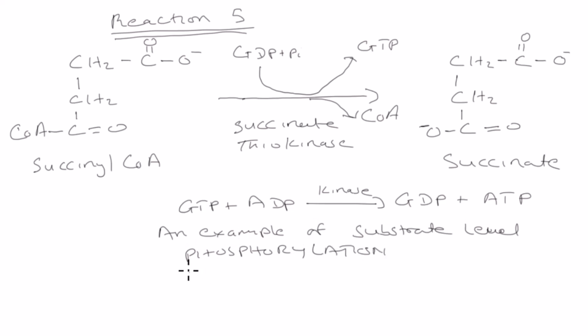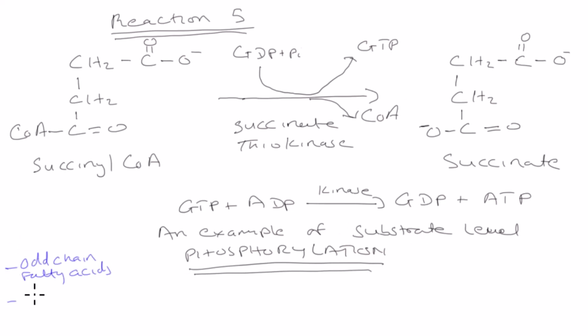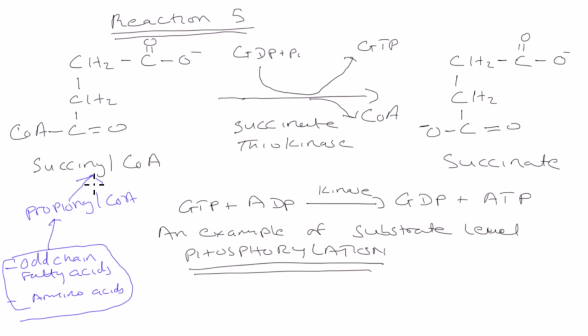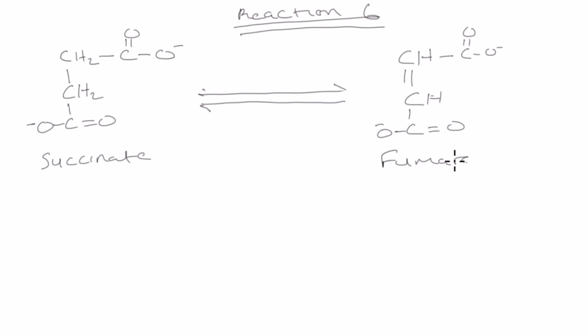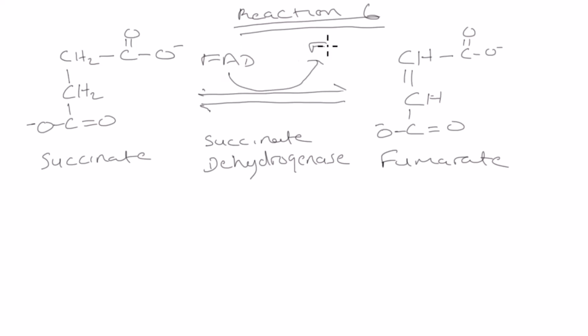Of note, succinyl-CoA is also produced from propionyl-CoA, derived from the metabolism of fatty acids with an odd number of carbon atoms, and from the metabolism of several amino acids. In the next reaction, succinate is oxidized to fumarate by succinate dehydrogenase. Its coenzyme FAD is reduced to FADH2.